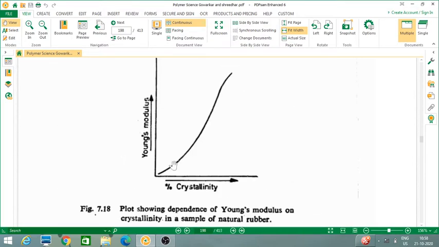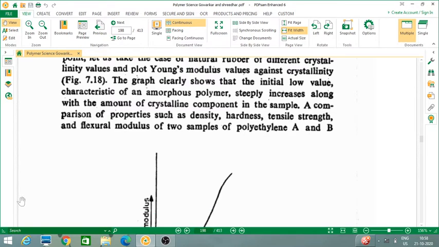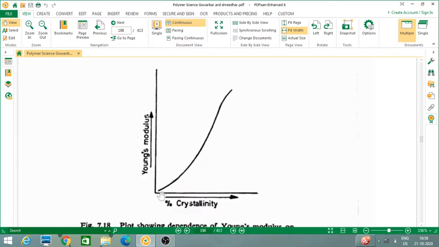So here you can see, all polymers are not 100% crystalline or 100% amorphous. They have some percentage of crystalline component and some percentage of amorphous component. So here we have taken natural rubber of different crystallinity values, because its crystallinity at some portion will be higher, then another portion it will be even higher, and then even higher like that. And in the amorphous region there won't be any crystallinity. So if there is no crystallinity, the Young modulus is also very low. But as the crystallinity increases, the Young's modulus also increases.